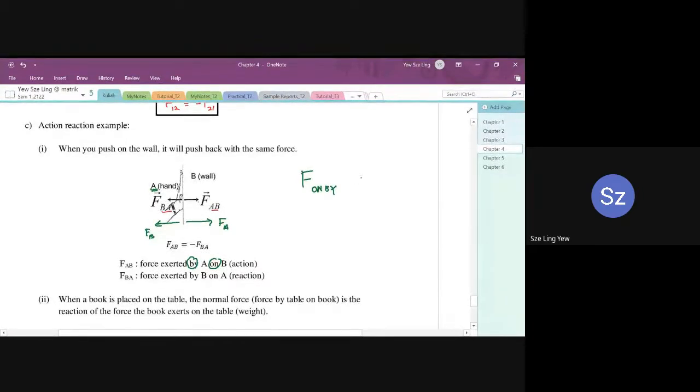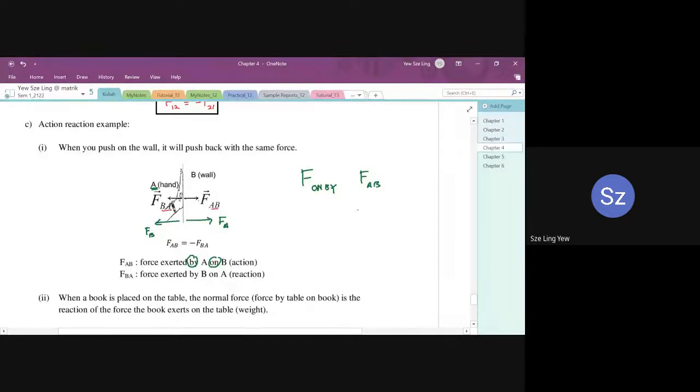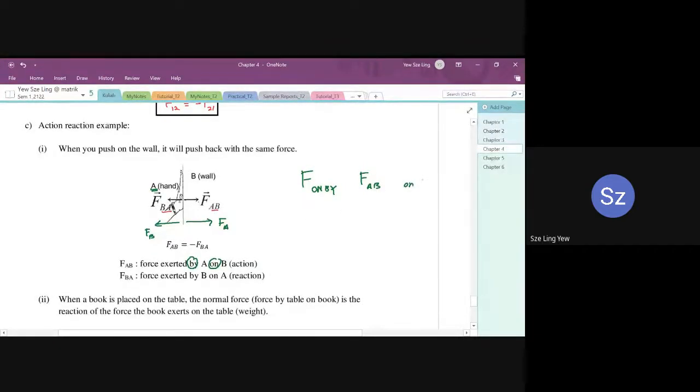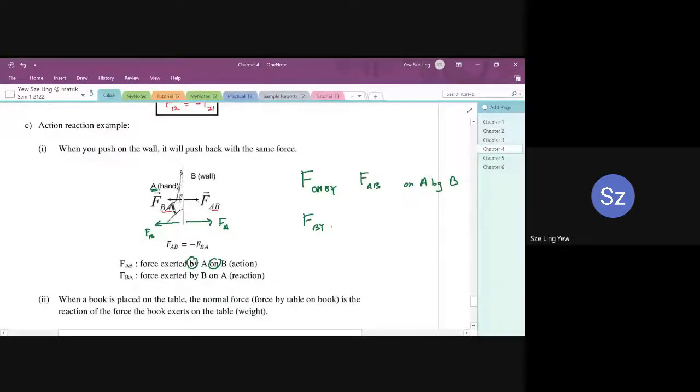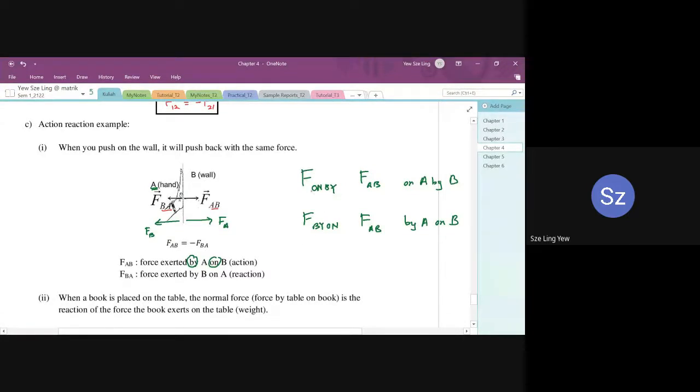So what does on-by mean? On A by B. But some books use by-on. So if you have FAB, what does it mean? It means by A on B. So it depends on the books actually. That's why I seldom use double subscript notation, because every lecturer and every book has their own opinion. So most of the time I encourage my students to use single subscript to avoid confusion.